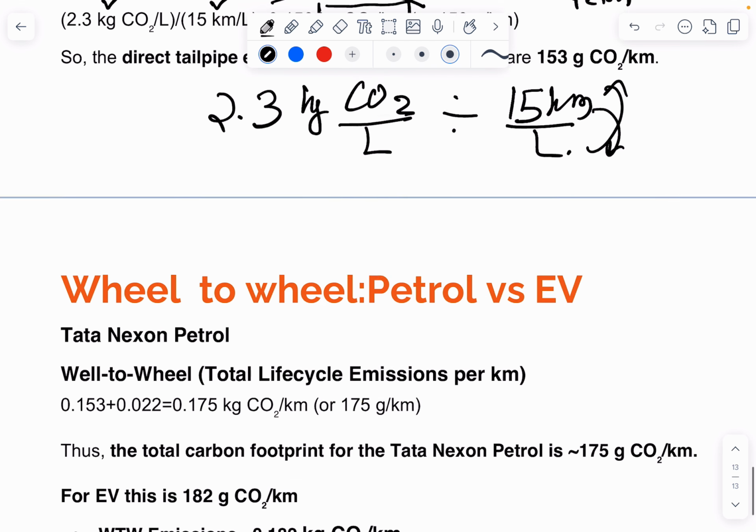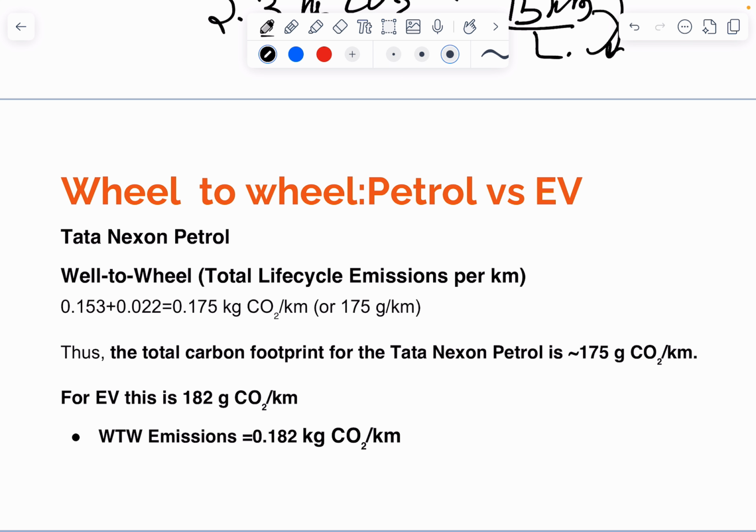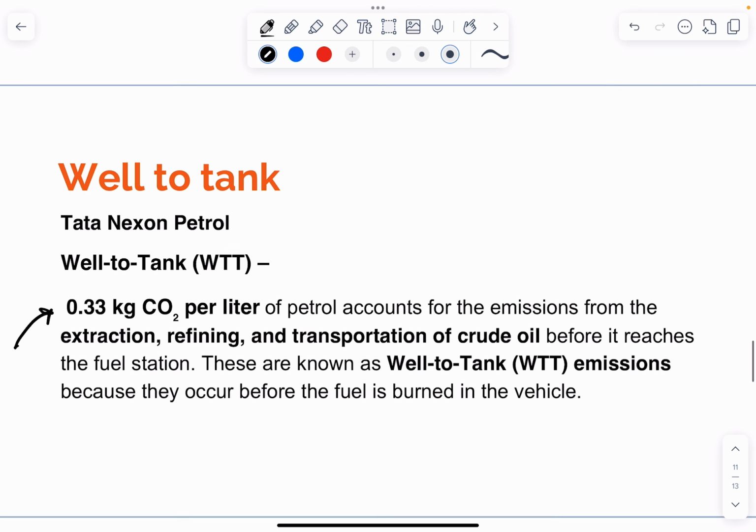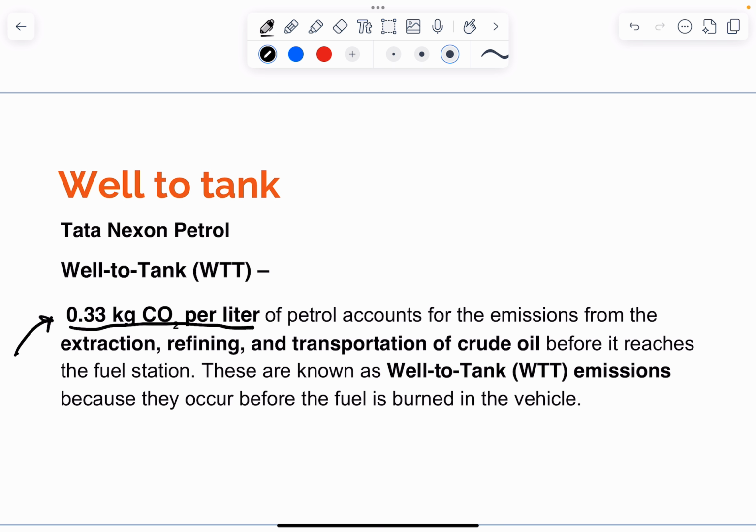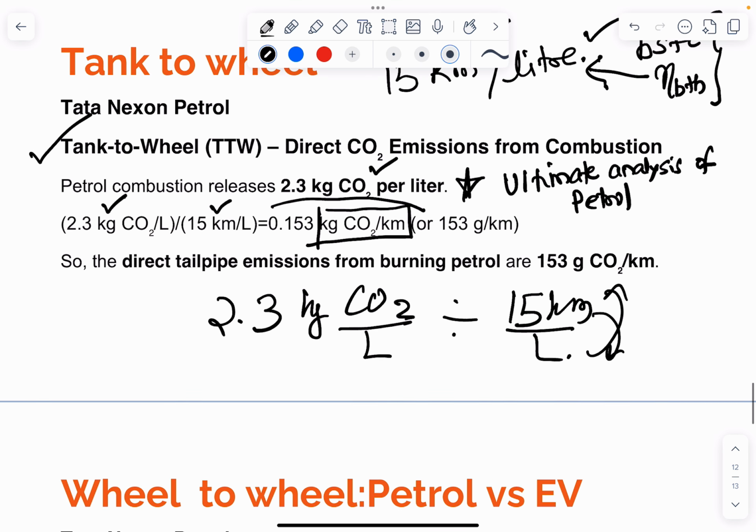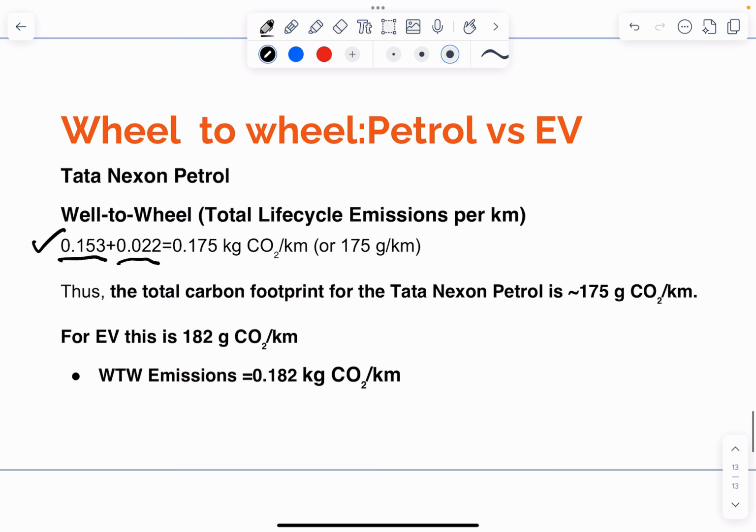So adding this 0.153 and this 0.022, which comes from your petrol exploration. How has this number come? 0.022 would come from this. So this will give you, considering the life cycle emission per kilometer, 0.175 kgs of CO2 every kilometer.